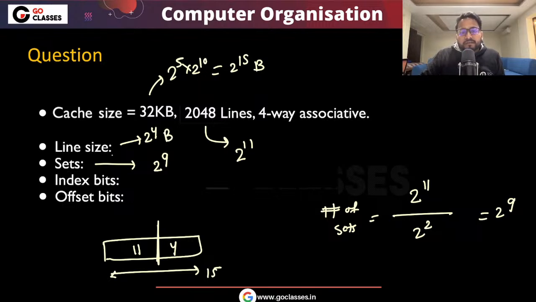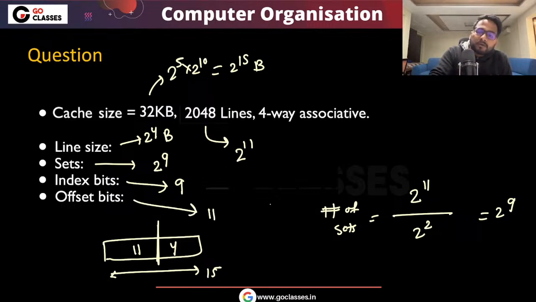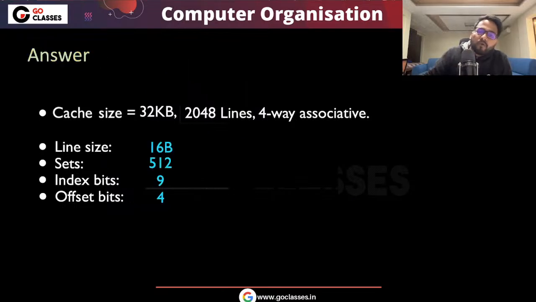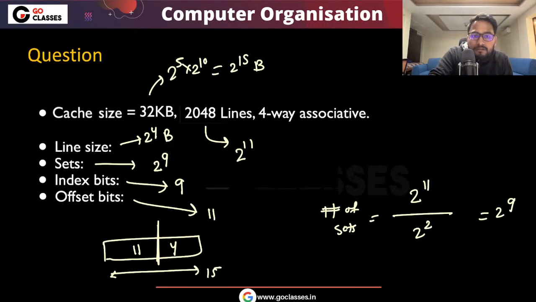This was little interesting. Index bits. Tell me the index bits, which will be number of sets, right? So I think 9, right? Offset bits, which is the line, which is 11. So 2 power 4, 2 power 9, 9 and 11. Sorry, offset is line size, right? Okay, sorry. I don't know why I've written 11. Offset is anyway 4, right? Is this okay to everyone?